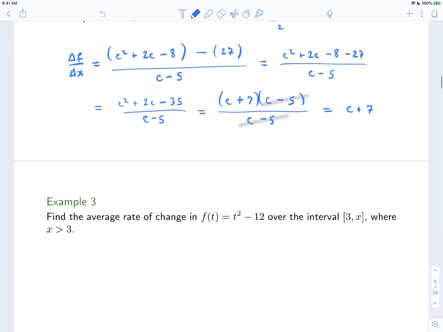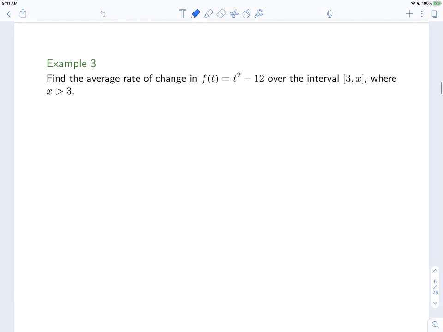So let's do another example. Find the average rate of change in this function over the interval from 3 to x. Well, notice here, x is suddenly our number, our upper bound. It's from 3 to x, where x is some number bigger than 3. X is no longer our input variable. In this case, our input variable is t.